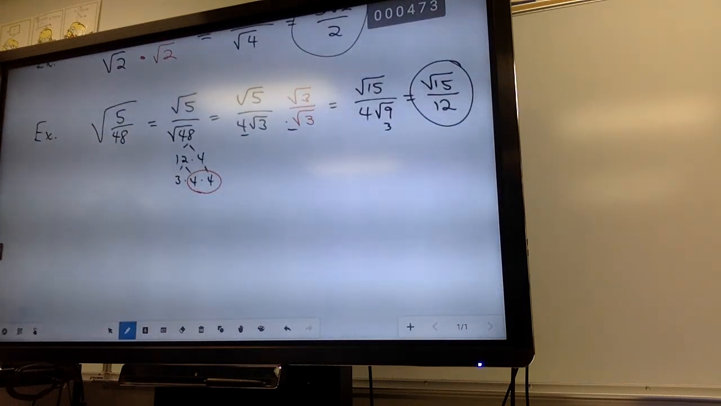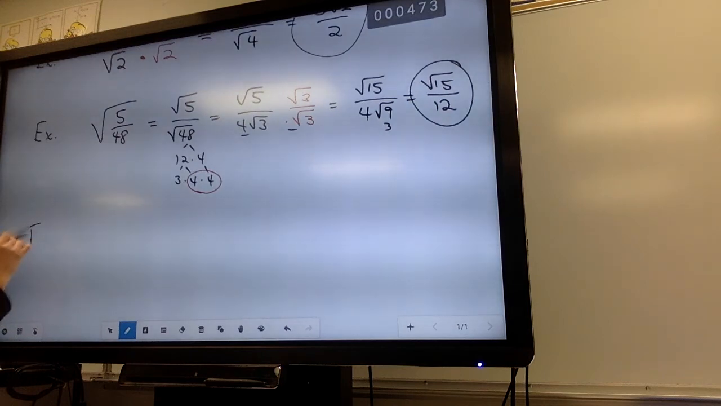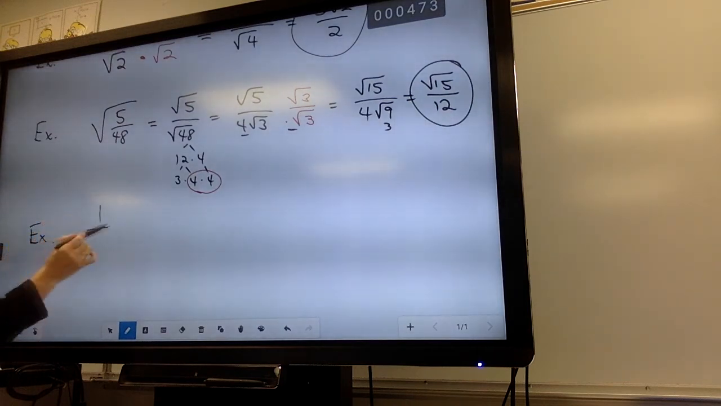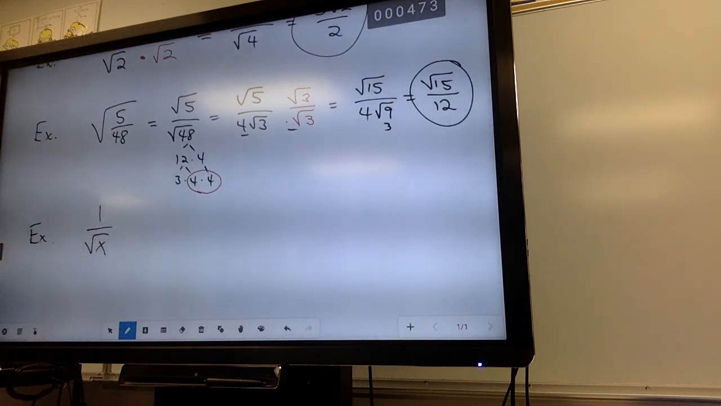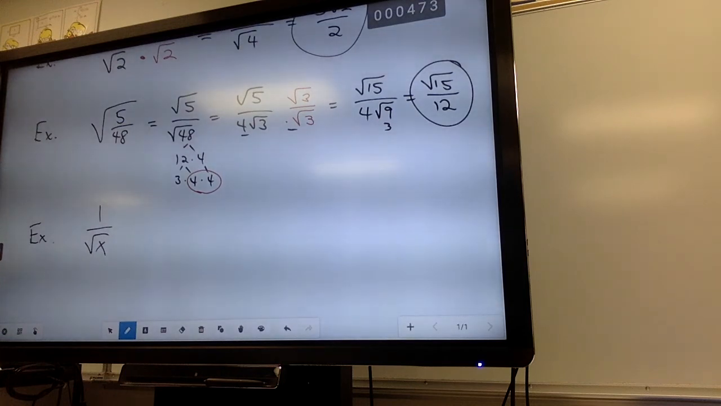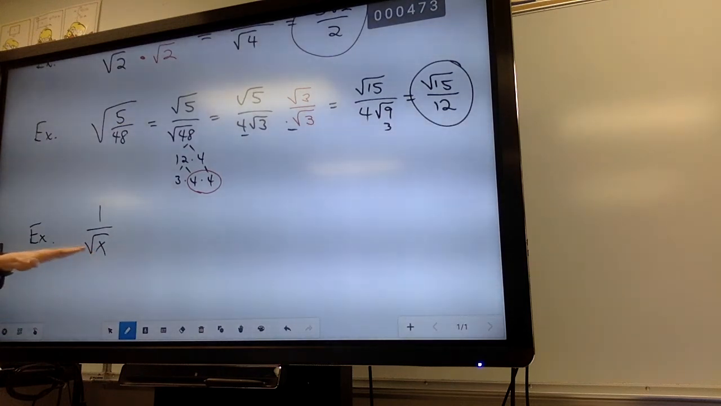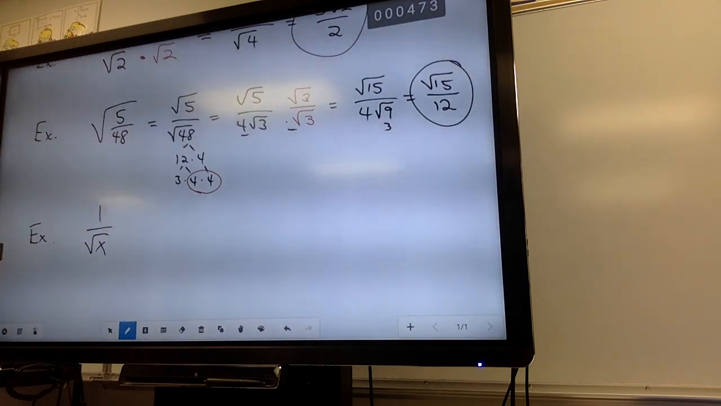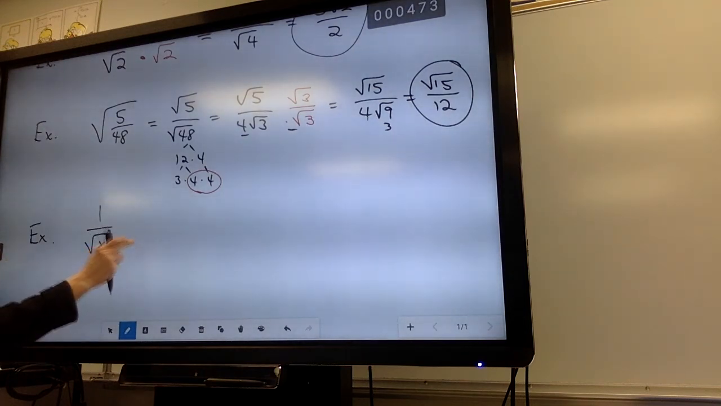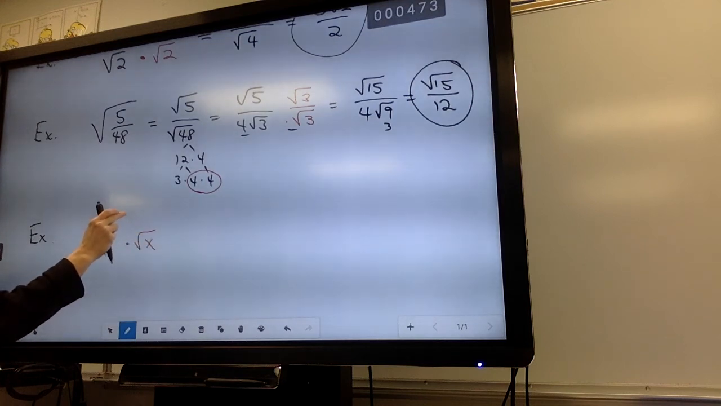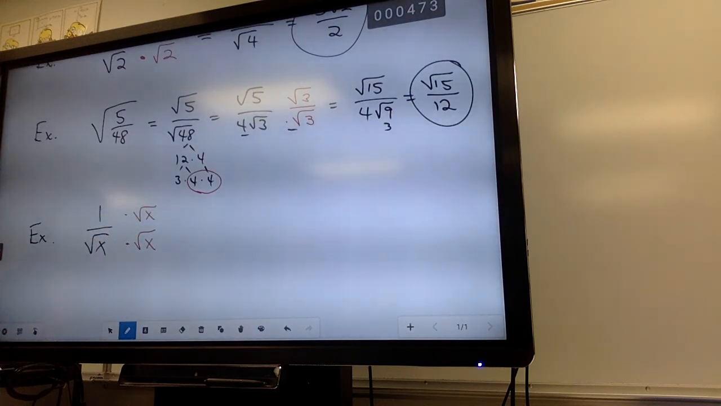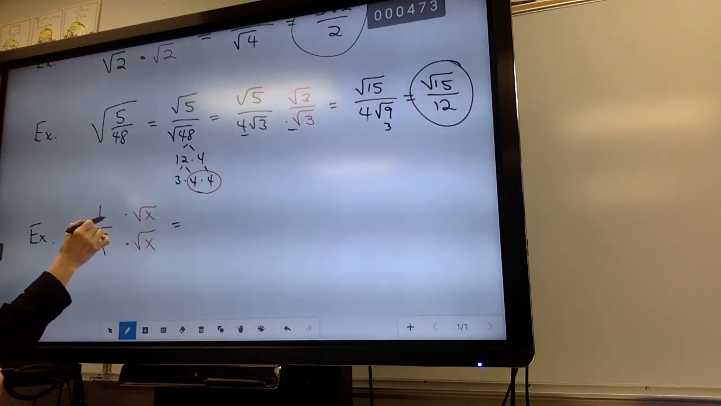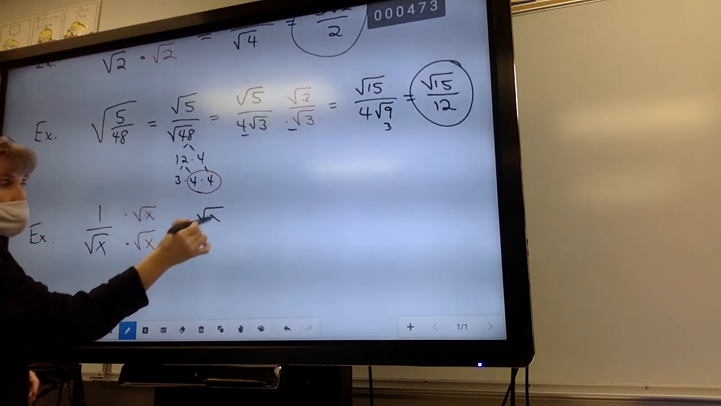Variables work the same way. If I asked you to take 1 over the square root of x, can I simplify? Can I bring anything out from under the radical with the x? I don't have enough, right? No. So I would have to multiply by the square root of x. In this case, you still get 1 times the square root of x is just the square root of x.